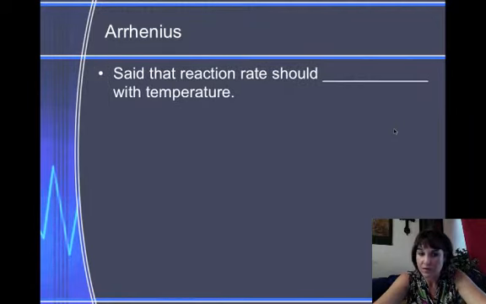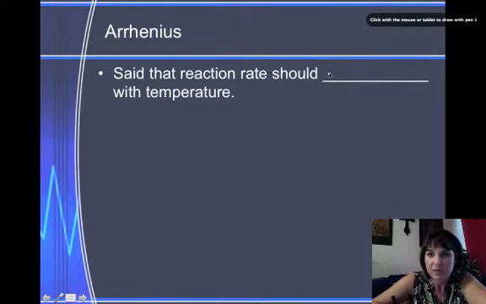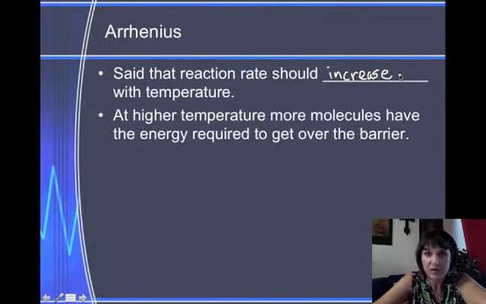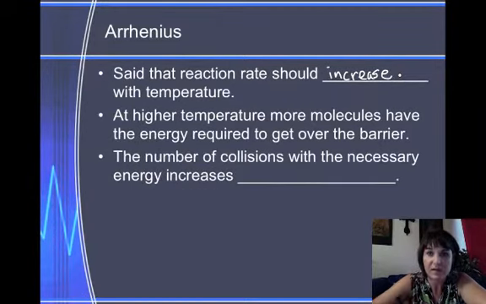Arrhenius is the scientist who did these experiments initially to relate reaction rate to temperature. His idea was that reaction rate should increase with temperature according to the collision theory. We believe the same thing to be true, that when we increase the temperature, we increase the number of collisions. And at the higher temperature, more molecules will have the energy that's necessary to get over that activation energy barrier. So the number of collisions with the necessary energy increases when temperature increases. But it also increases exponentially.